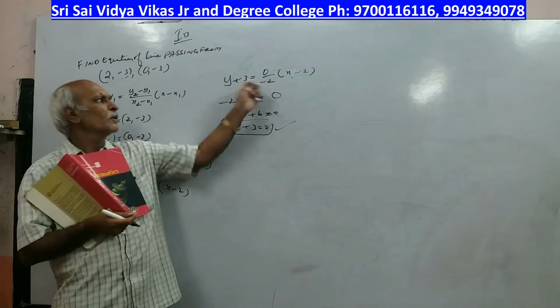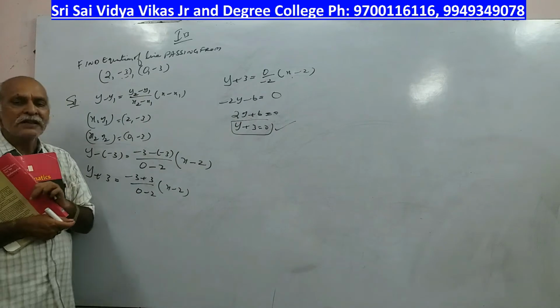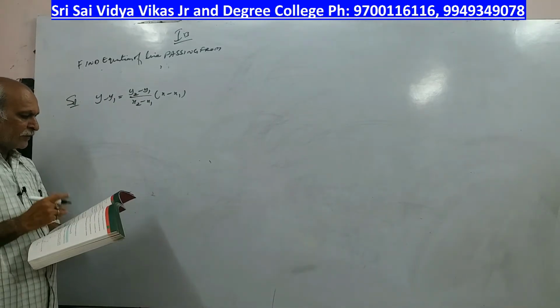Important answer, we did cross multiplication, sir. So minus 2y minus 6, 0 into anything is 0. So we got the equation. So this is the 2-point formula. Okay, take this. Okay, next.